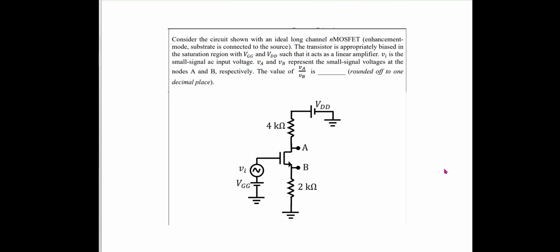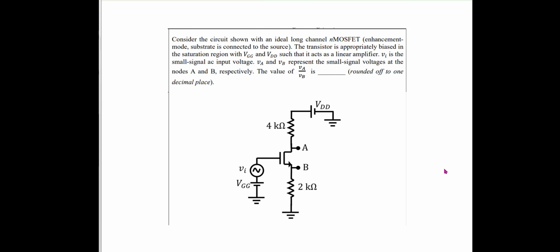Consider the circuit shown with the ideal long channel MOSFET, enhancement mode, with the substrate connected to the source. The transistor is appropriately biased in the saturation region with VGG and VDD such that it acts as a linear amplifier. Vi is the small signal AC input voltage, VA and VB represent the small signal voltages at nodes A and B. We have to find the ratio of VA by VB, rounded off to 1 decimal place. So this is a numerical answer type question.